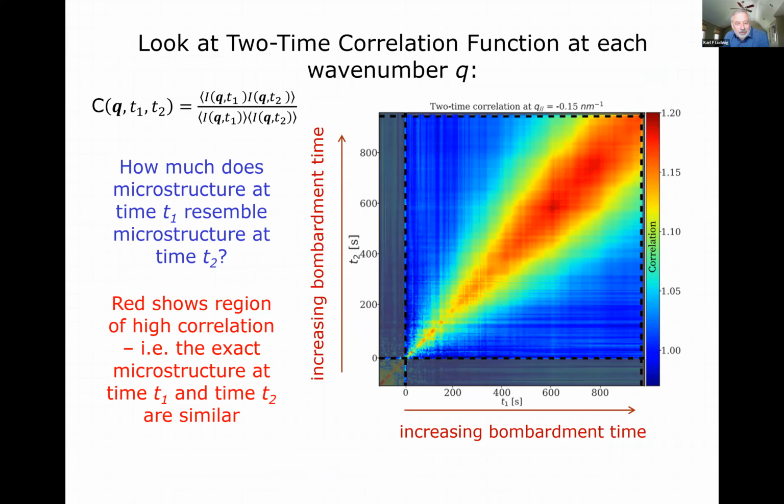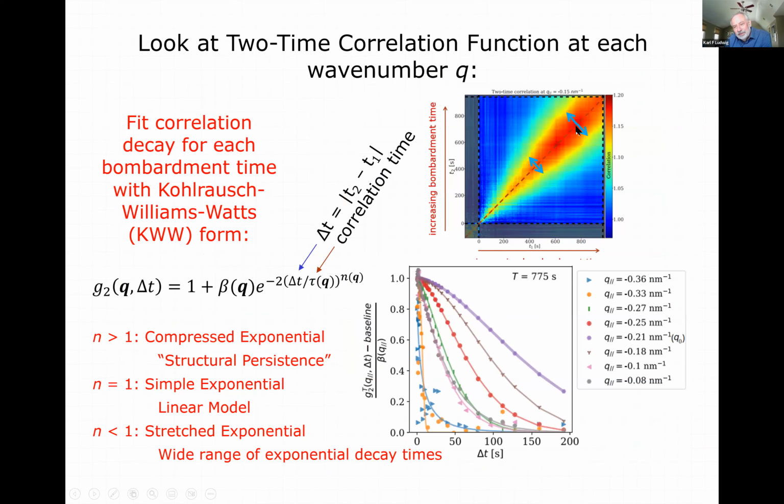So if you do this experiment with XPCS, here's a typical two-time correlation function you might get out, which shows increasing correlation times with increasing bombardment time. So again, red is of course the high correlation region, and the width of that correlated region is growing with bombardment time. Structures are becoming longer lived.